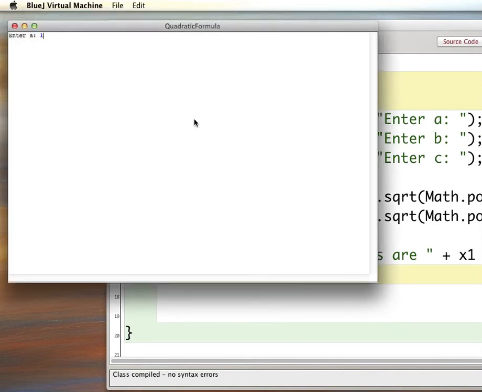And I will do 1, 2, and negative 15. If you think how that factors, you should get 3 and negative 5, because that's x squared plus 2x minus 15. And you can see it's kind of tiny. Maybe hopefully you can see that in the video.